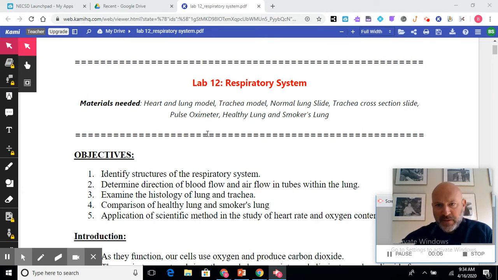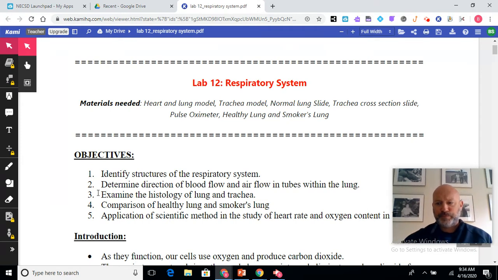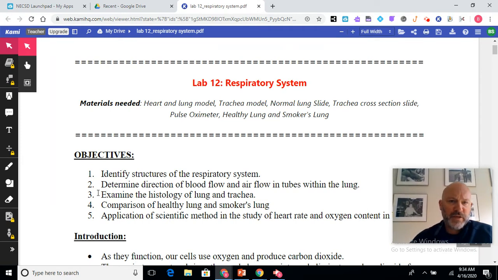It's time for our next lab. Our next lab is the respiratory system. I'm just going to go through the lab book with you and help you fill out a couple things. It's important to have your lab book filled out because when we do lab exams, you want to have that lab book handy with all the information in there.